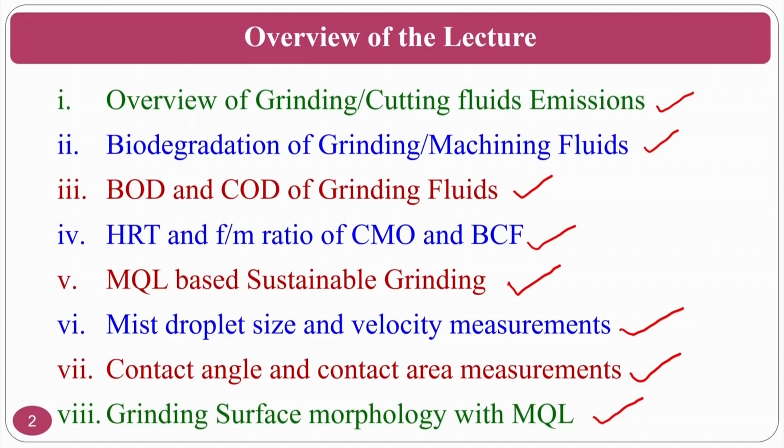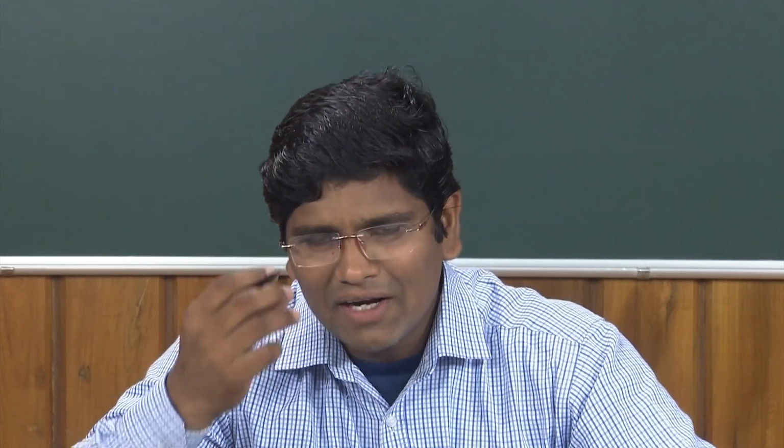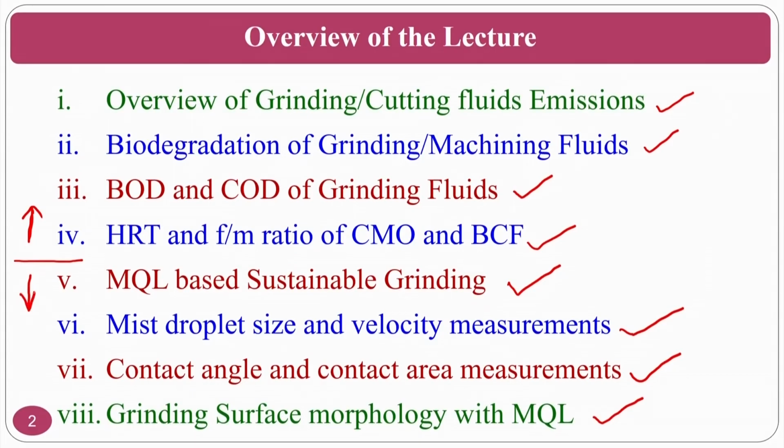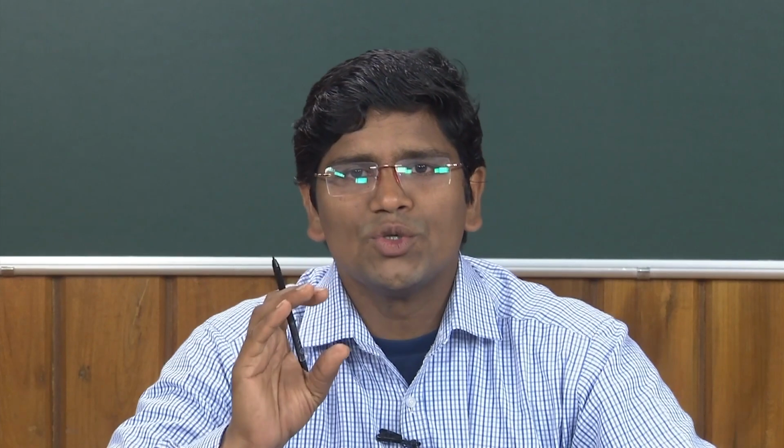The first sector up to point 4 will deal with how the cutting fluid should be degraded before it is released into the water bodies or the soil bodies or any other environment. And points 5 to 8 will show the other sustainable solution: how to use a very little quantity of cutting fluid so that the emissions will be minimized. These are the two sustainable solutions that I am going to deal with in this particular class.